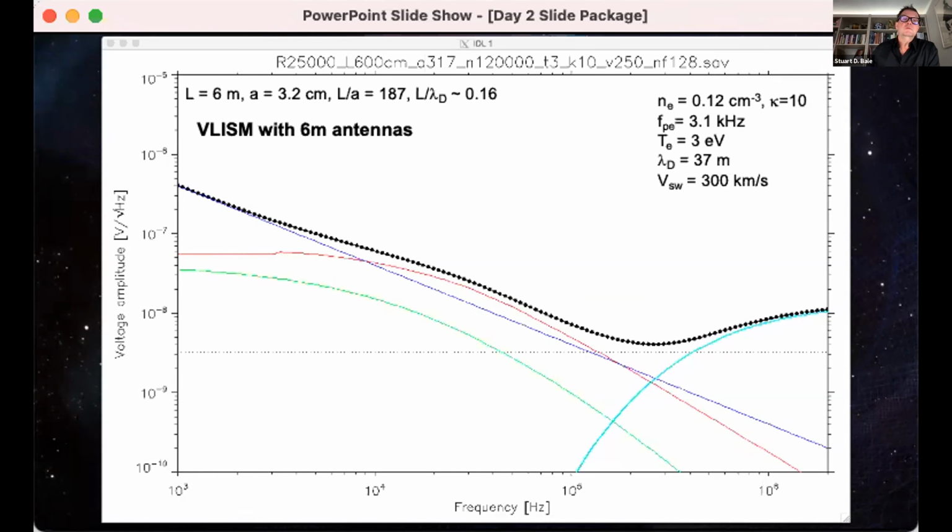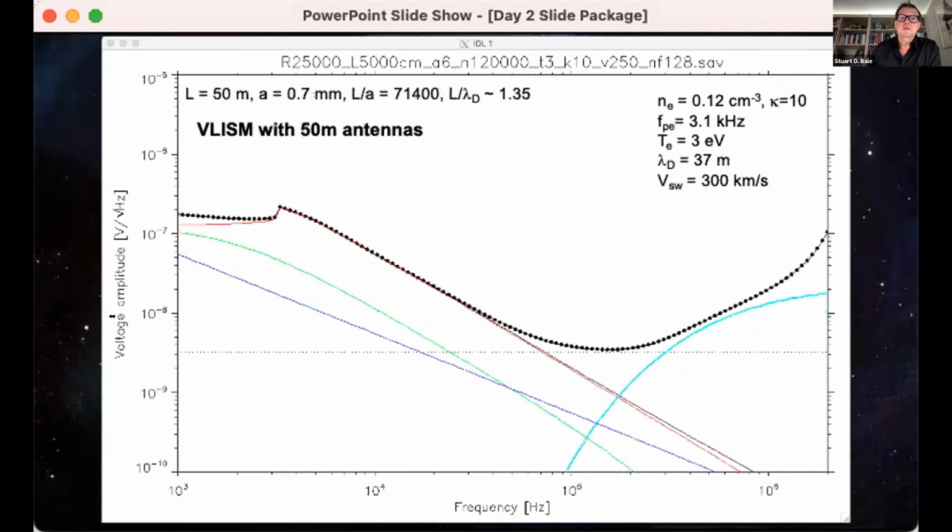But if we go to the next slide and we look at the 50-meter antenna, there you see a nice peak. So this is essentially the measurement we would have with a 50-meter system and modern preamps in the very local interstellar medium, and a Maxwellian plasma. Okay, the spectrum would be relatively clear essentially all the time. You'd have a very stable, very reliable electron density and electron temperature measurement, I would argue.